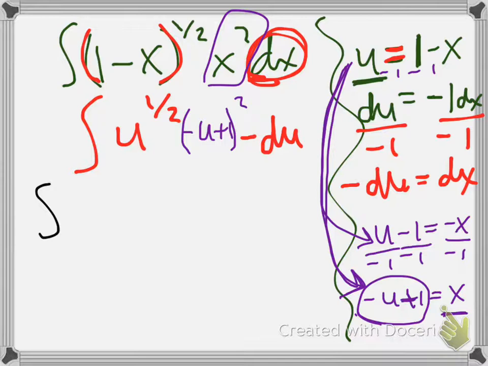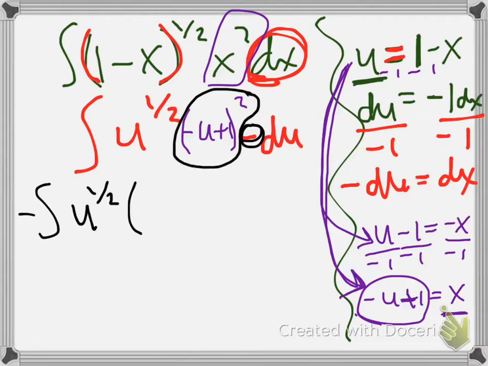Let's do a couple things. This negative right here with the du, let's put it on the outside. I have u to the 1/2 times negative u plus 1 squared, but this, we know how to FOIL this out, don't we? So let's FOIL it. U squared minus 2u plus 1. Still have the du in there. Well, how does that help us?